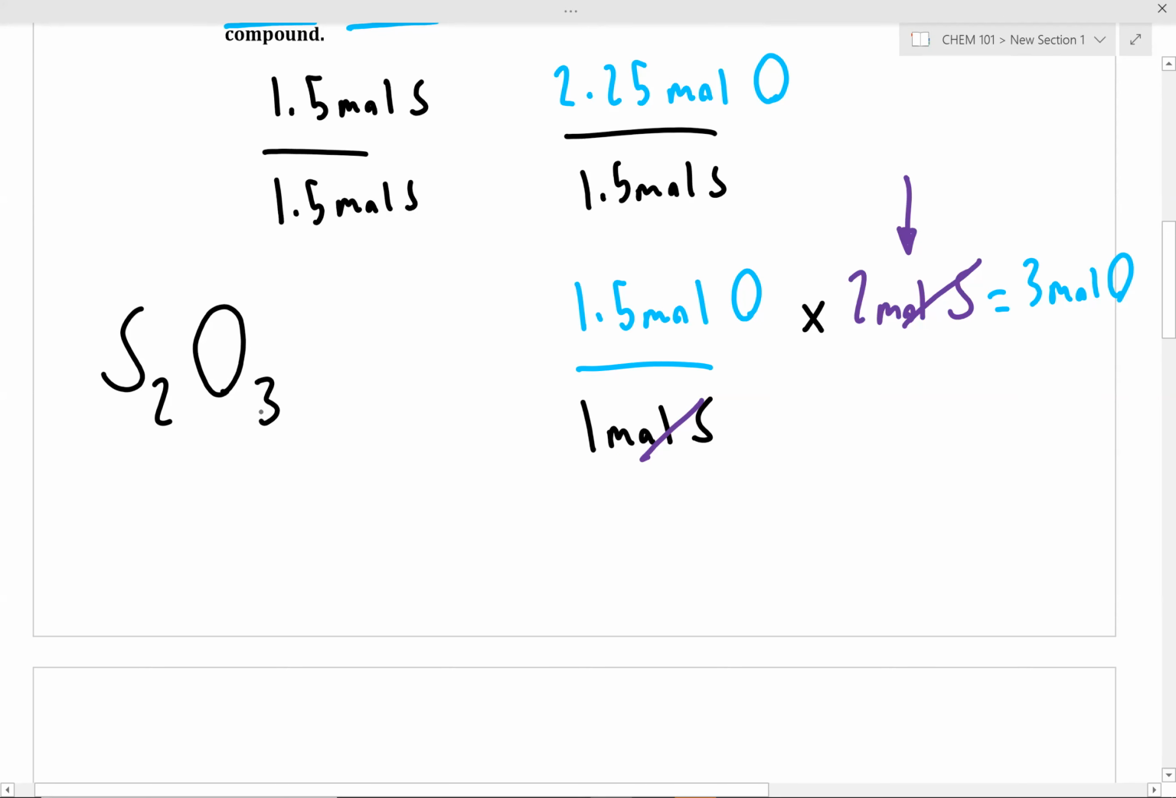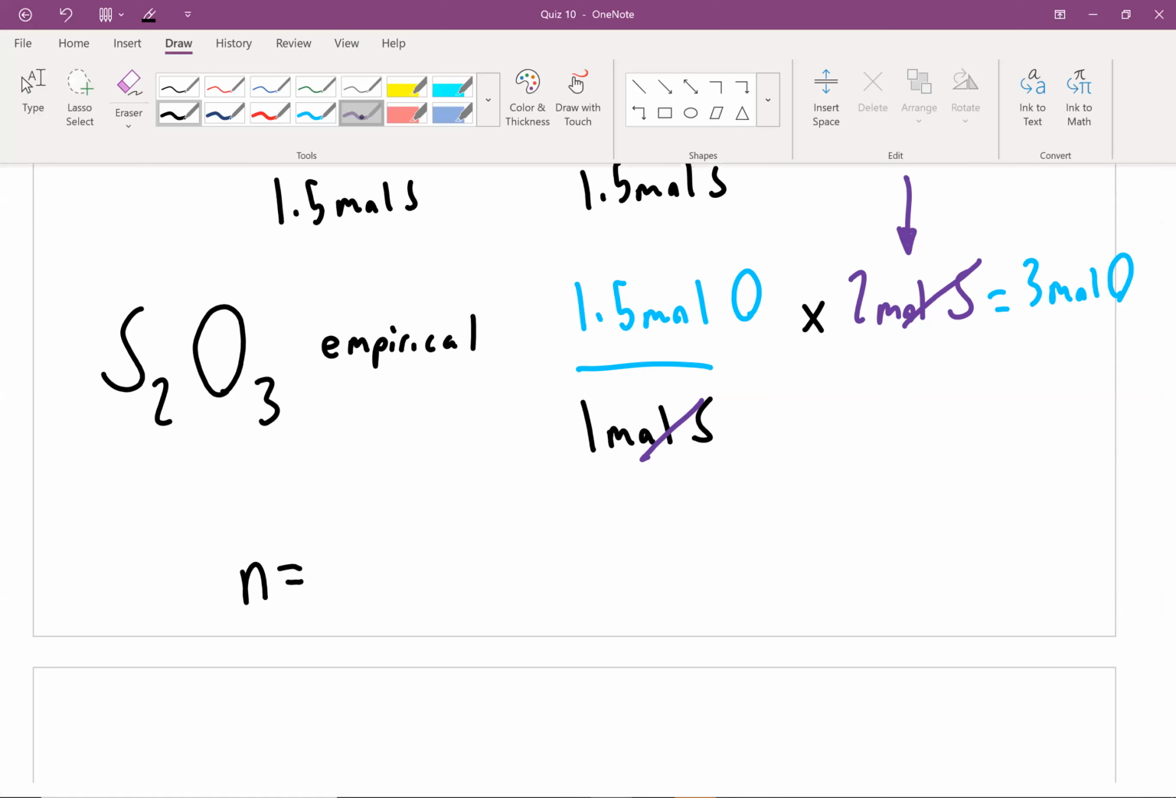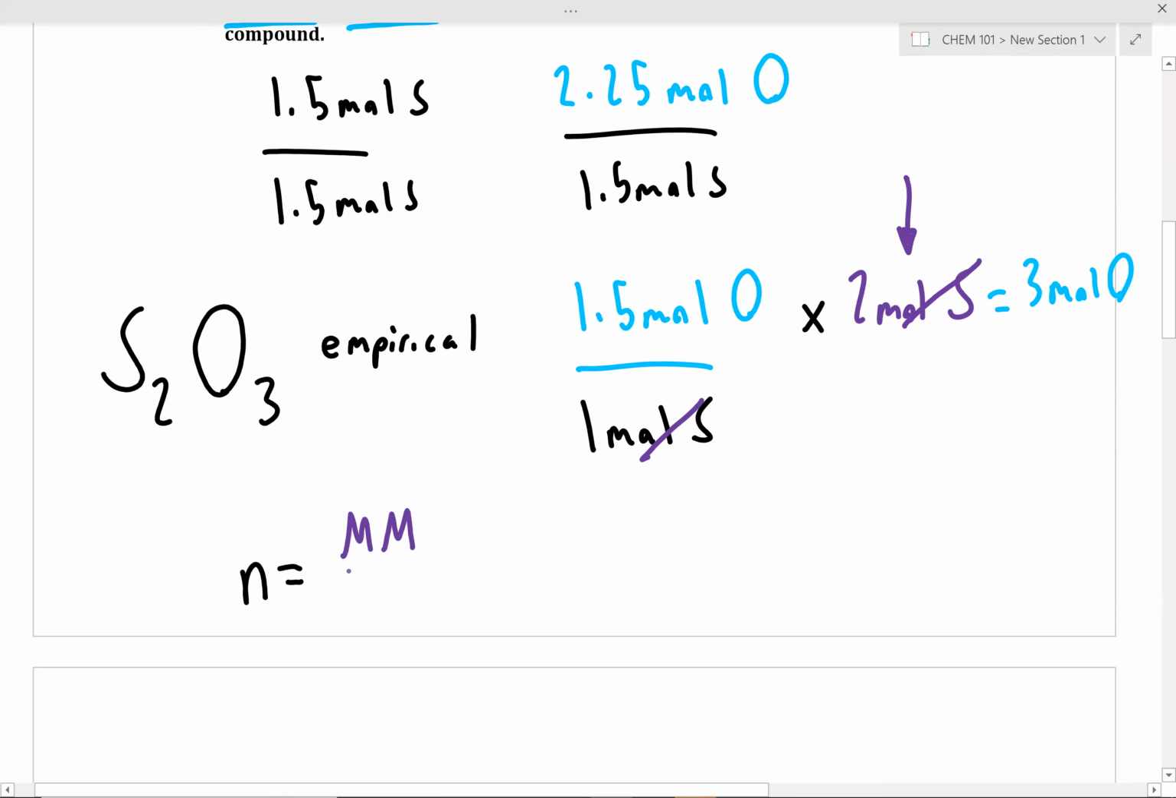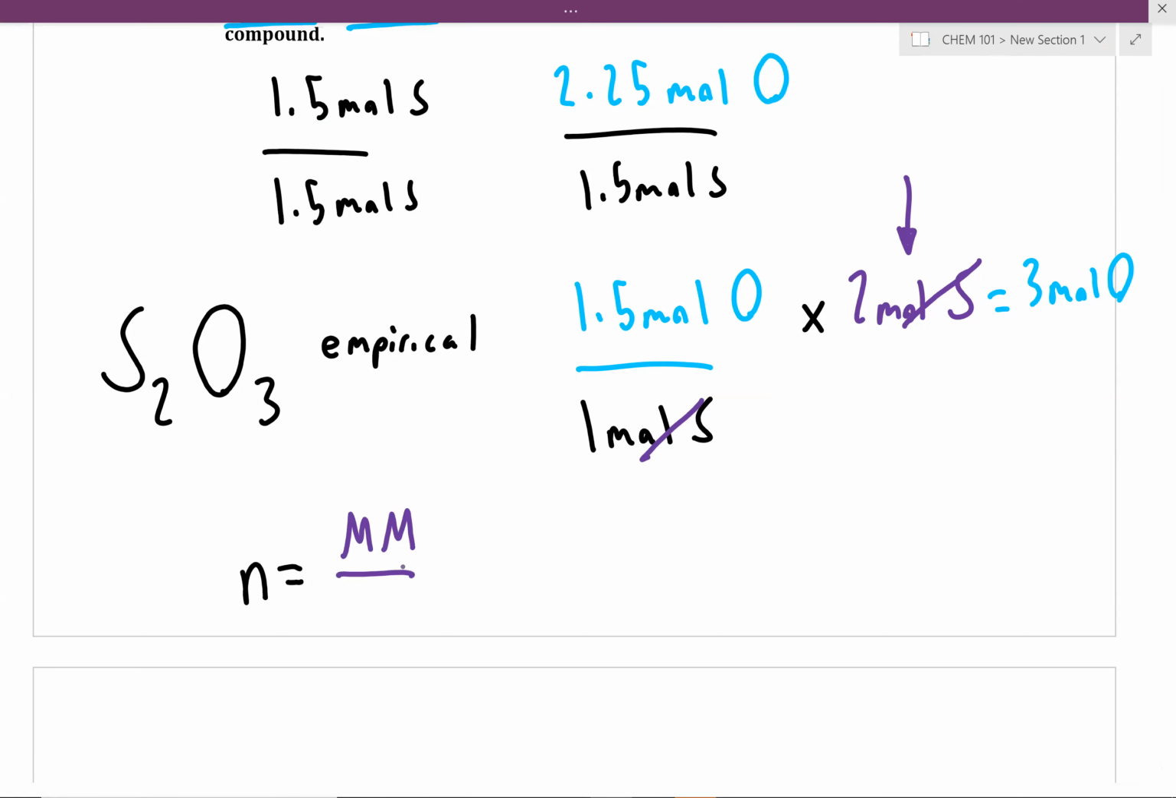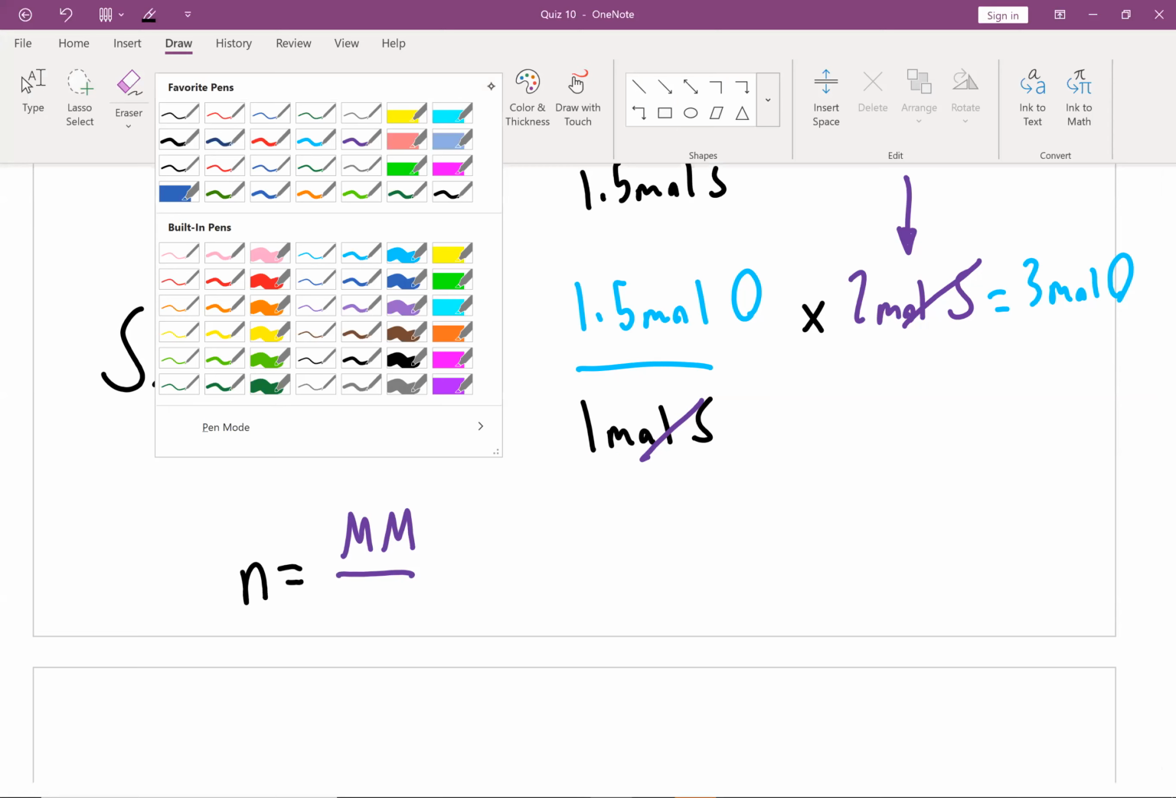This right here is our empirical formula. But we need to convert our empirical to the molecular formula. And to do that, we're going to need to calculate N, where N is equal to the molar mass of our molecule divided by the molar mass of our empirical subunit.